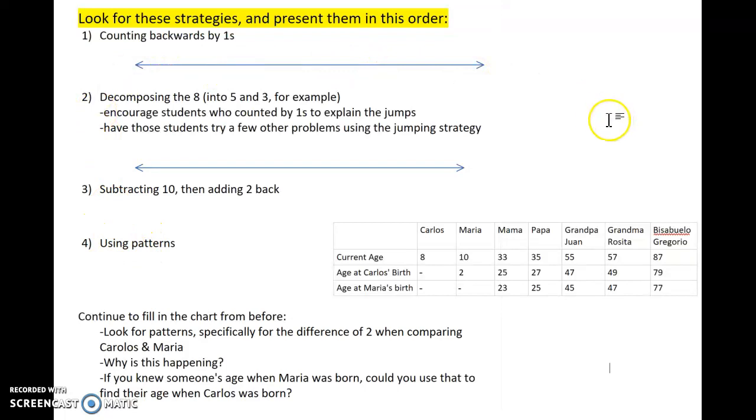So kids come up to the board and start presenting. Someone subtracts by ones, and they explain we started at 33, and then we went 32, 31, 30. So this is kids explaining. I counted backwards, 32, 31, 30, and they're counting on their fingers, and you're just showing those 8 jumps. 1, 2, 3, 4, 5.